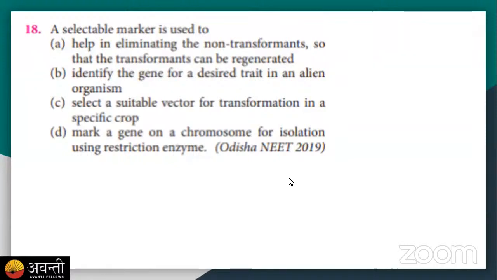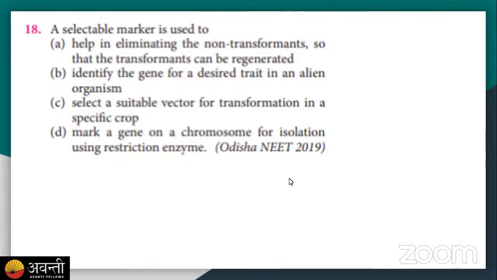Okay, so question number 18 is here, and it says a selectable marker is used to help in eliminating the non-transformants so that the transformants can be regenerated. Here we have to find out the statement regarding the selectable marker. Option A is help in eliminating the non-transformants so that the transformant can be regenerated.